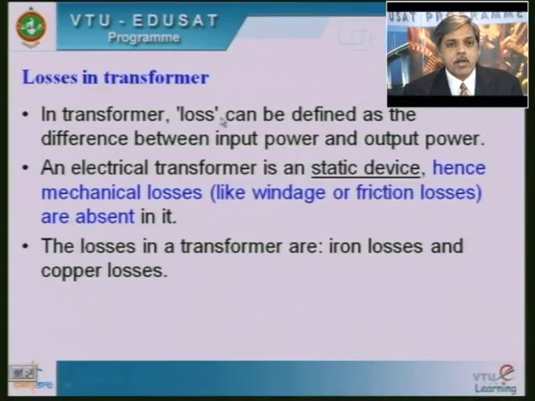So, in a transformer, the loss can be defined as the difference between the input power and the output power. Now, the transformer will not have any rotating devices. Therefore, I call the transformer a static device. As the rotating parts are absent, we can say the mechanical losses, which usually give us windage and friction losses, are absent. The losses in a transformer, actually, we have only two types of losses here: iron losses, which take place in the core of the transformer, and the copper losses, which take place in the windings, primary and secondary windings.